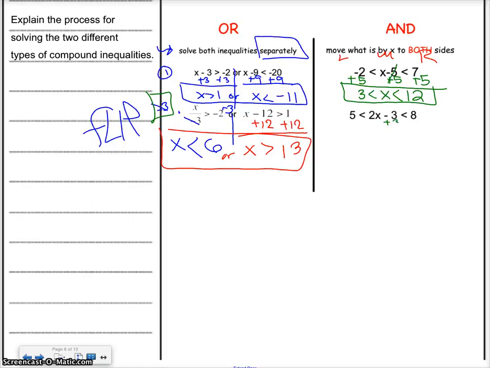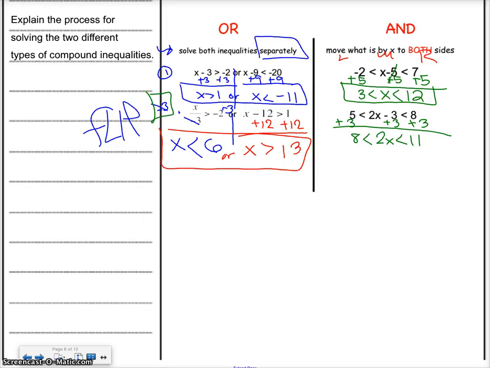So I'm going to add 3. I'm going to add 3. I'm going to add 3. Do you see how I did it to the 3 parts? And then I have 8 is smaller than 2x, which is smaller than 11.